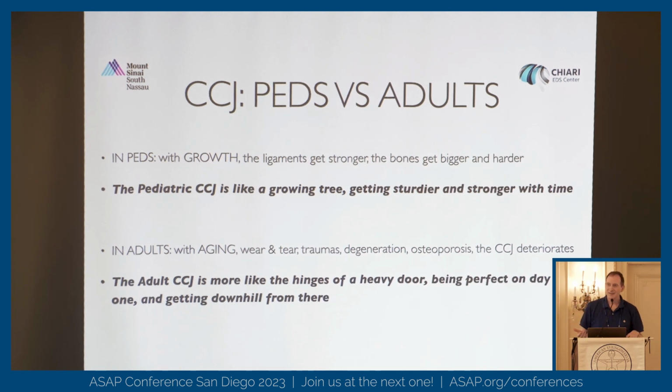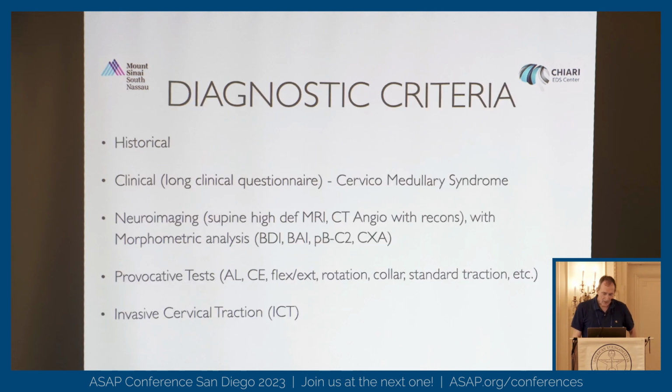On the other hand, the old guys, as their joints get older, if they have a problem, they're like the hinges of a heavy door, and they're good in the beginning, but then they start falling apart more and more. So the kids, their joints are super mobile, and then they're getting normal and better. But if you have a problem as an adult, you start falling apart again. So it's an arch.